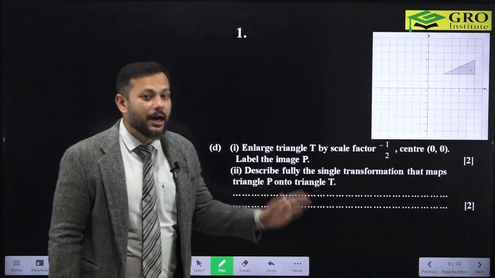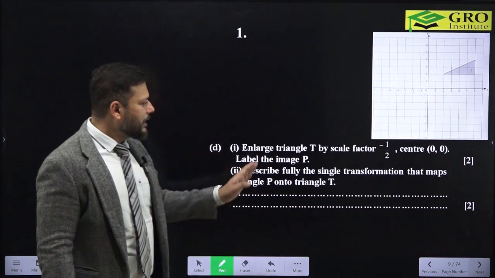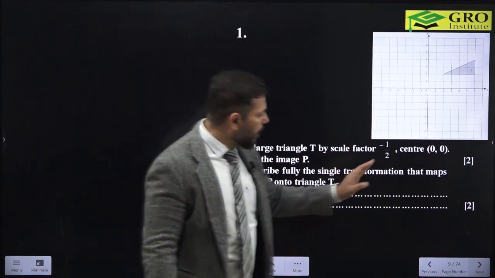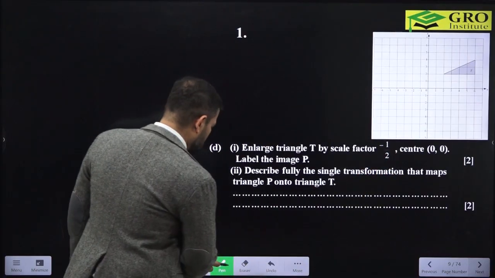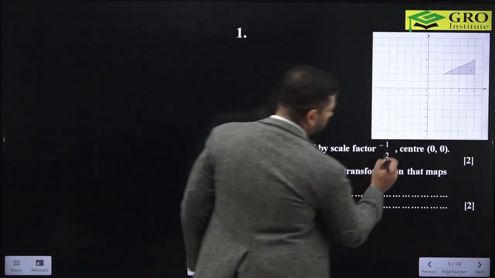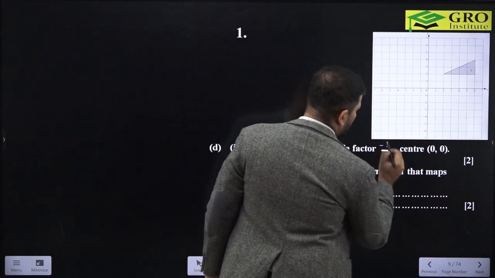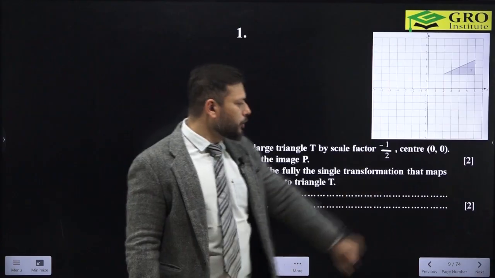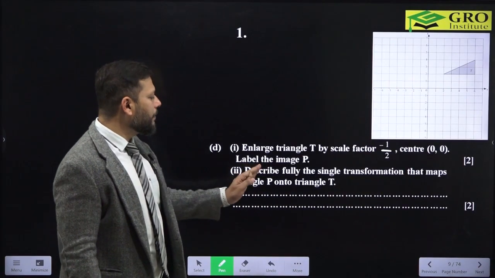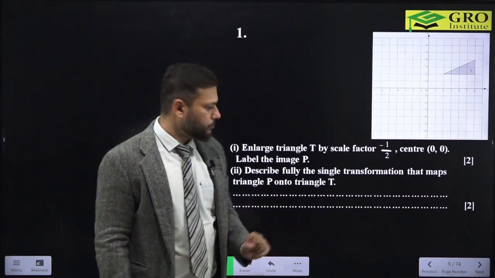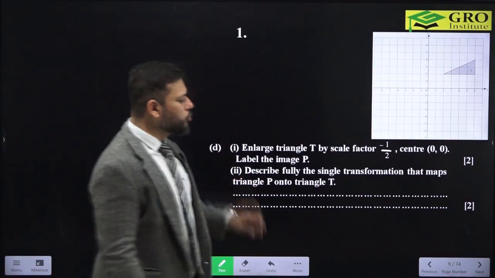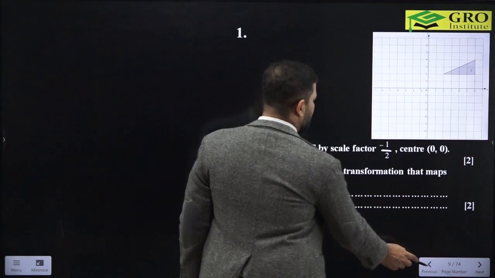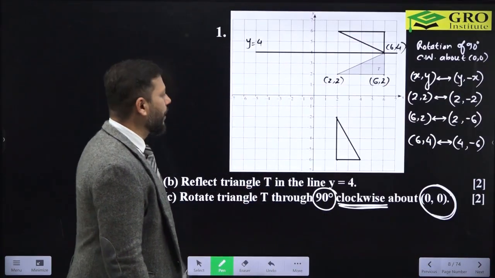Now is the enlargement. Enlarge triangle T by scale factor -1/2 about the center. I'll just mention it properly, it might not be visible. So -1/2 is the scale factor. The center should be (0, 0), and we have to label the image P. Right? So to do that, I'll use the previous page only. We have to enlarge the triangle T by the scale factor -1/2.